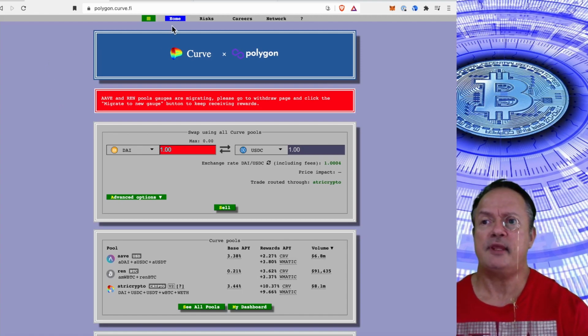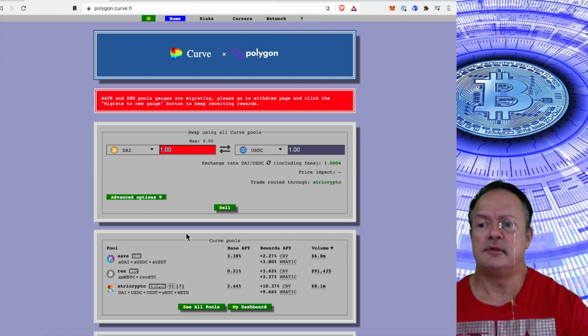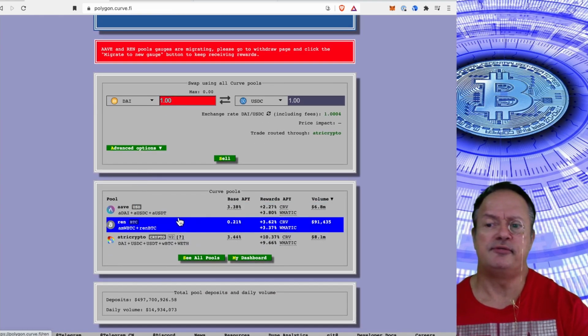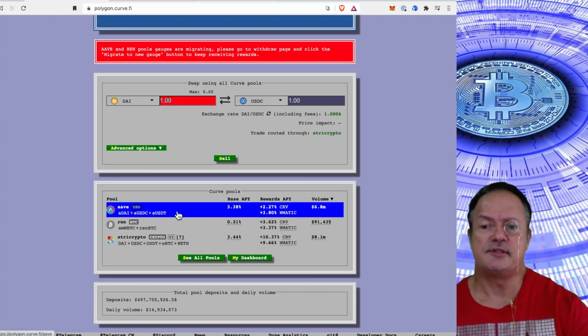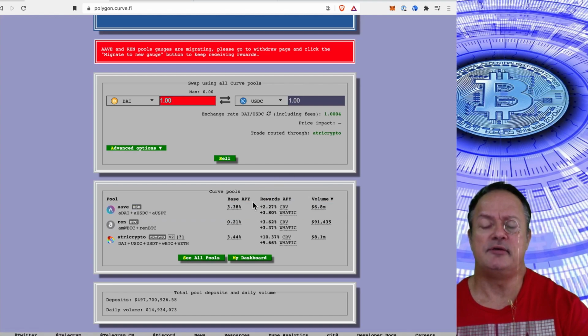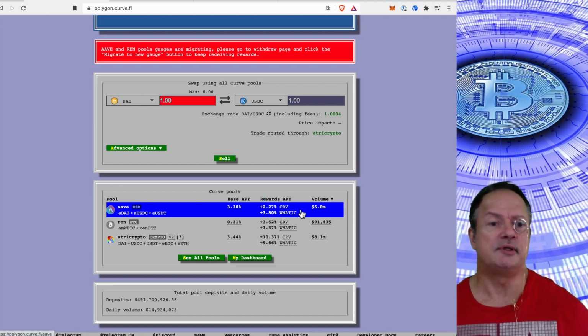So we're at the Polygon home, but as I mentioned earlier, they're available on Ethereum, Fantom, Polygon, xDAI. Right now they have three different pools for Polygon. The first one is just stablecoins. It gives you a base APY of 3.38%, and you have extra rewards in Curve tokens and Wrapped Matic. They have a deal with Matic at the moment where they're giving extra tokens as a bonus.